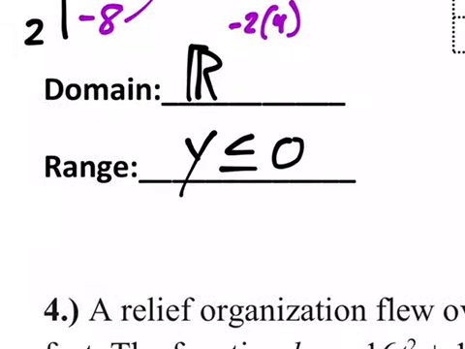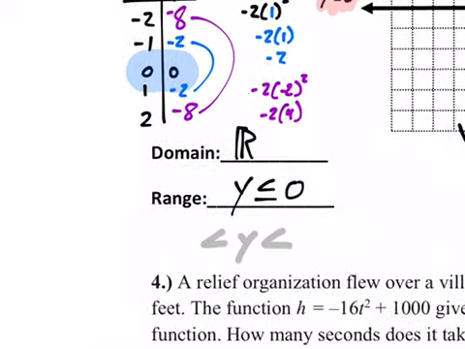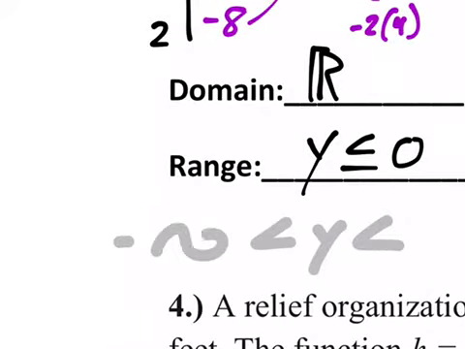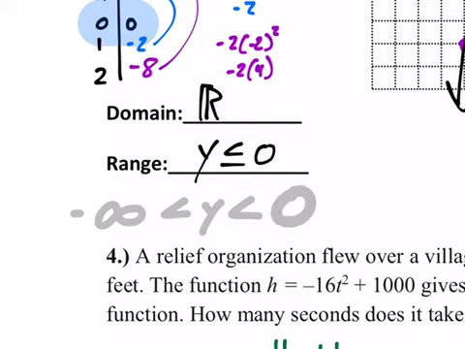Now the range, we often talk about it starting off as y in between two numbers, and then looking at the smallest and the largest. This graph opens down, so it'll go towards -infinity, and the highest spot it ever reaches is 0. We can put a line under that.